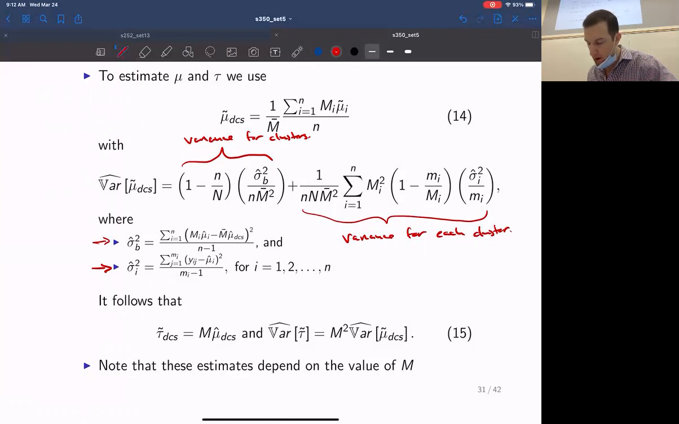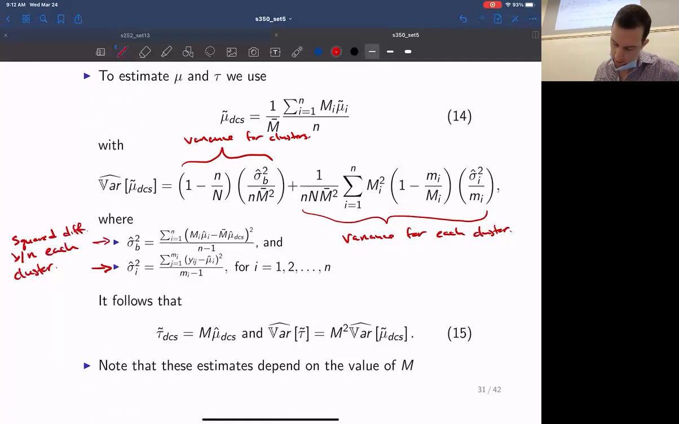So this is representing, with a bit of weighting going on due to the m_i and the capital M bar, effectively a representation of the variance, or the squared difference between each cluster mean and the overall mean from those clusters. Okay, so this is the squared difference between each cluster, whereas this here is the traditional variance for an SRS. Okay, so we have these two different components that make up our computation.